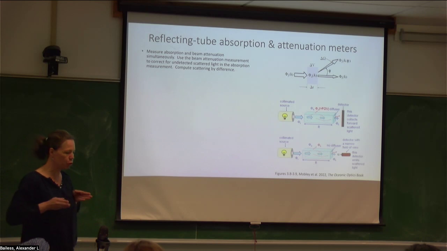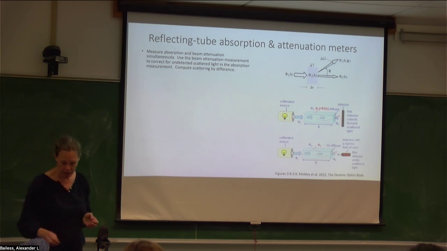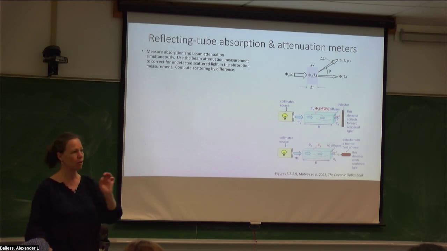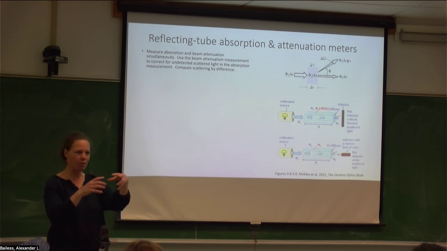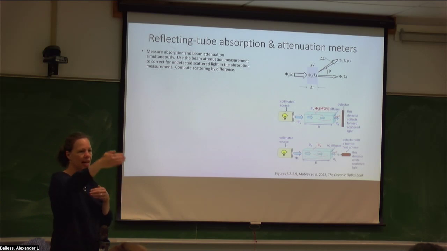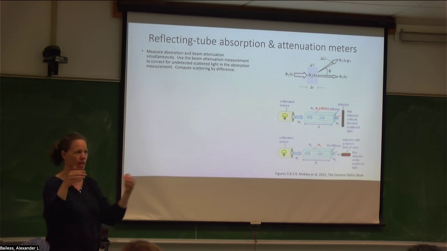So they have two parallel light paths. One of them is a reflective tube, and one of them is a non-reflective tube. In the reflective tube, the light travels down the path and bounces around, interacts with the walls, and then hits a detector that's diffusing, right? So it's able to collect light from multiple directions.